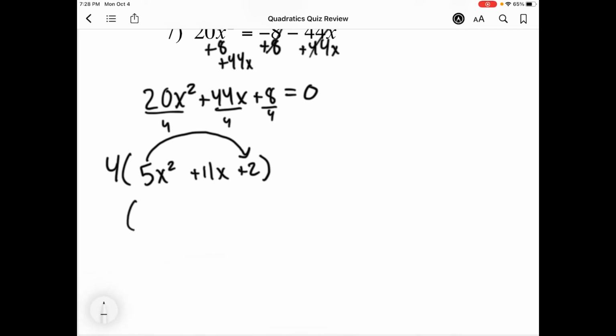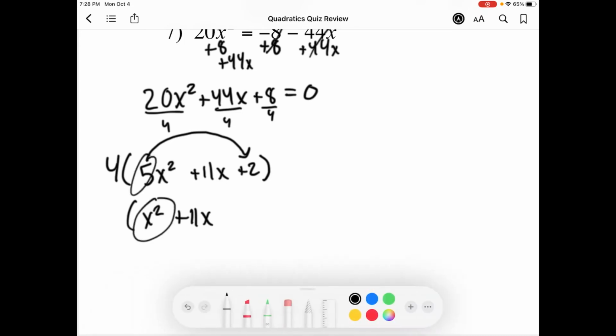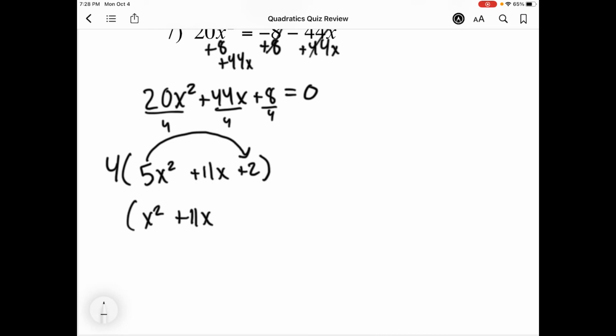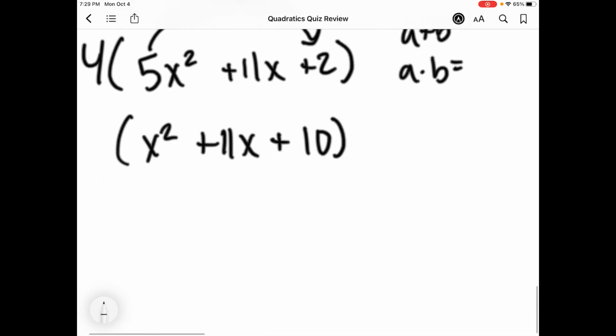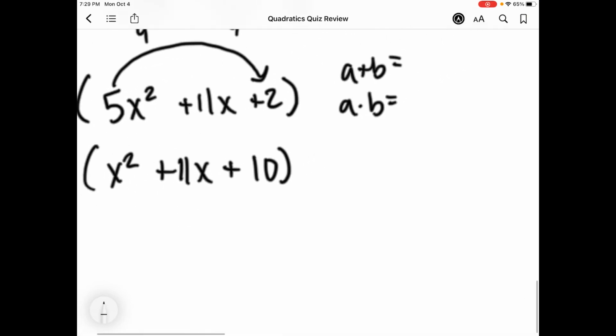So I'm going to write x squared. This 11x is unchanged, right? It was unaffected. The reason I wrote x squared is because I moved this 5 to the back. And then at the end, I multiplied 2 times 5, right? So now I have plus 10. So now I can do a plus b, a times b. And a plus b is going to be 11. A times b is going to be 10.